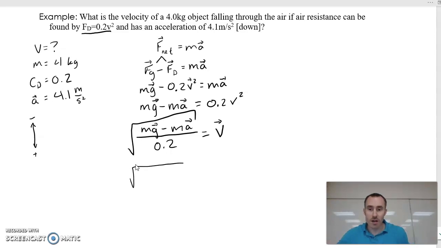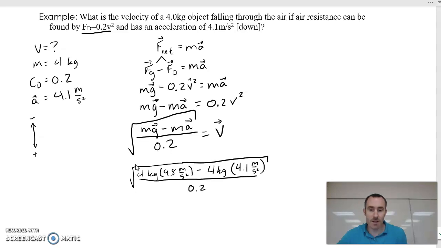The square root of 4 kilograms times 9.8 meters per second squared minus 4 kilograms times 4.1 meters per second squared. And we're going to divide that by 0.2. And when we do all of that, we get v, or the speed it is going when it hits 4.1 meters per second squared, is 11 meters per second down.